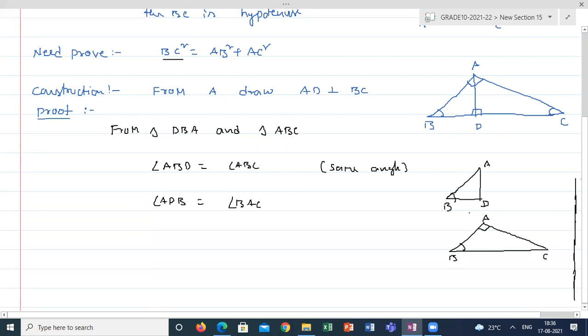Angle B is equal to angle B. Angle D is equal to angle A, BAC. Both are 90 degrees from the given. So two angles of the two triangles are the same. Then I can say triangle DBA is similar to triangle ABC, because at D it is a right angle and here at A it is a right angle. What is the condition, Harita? What do I have to write here? AA similarity criterion, correct?